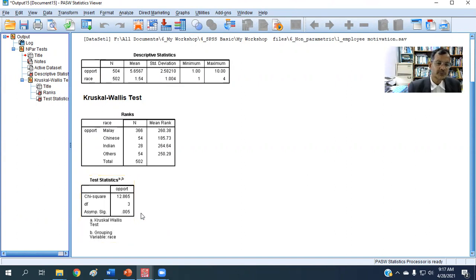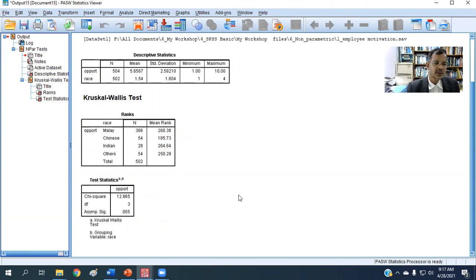So that means the qualification has no implication in terms of difference on the preference for opportunity to grow through learning new things, but when I take race as the categorical variable, then the test is significant. And we can see the results here, the mean rank. Chinese is the lowest. So this reward is most preferred by the Chinese, followed by Malays, and then Indians.